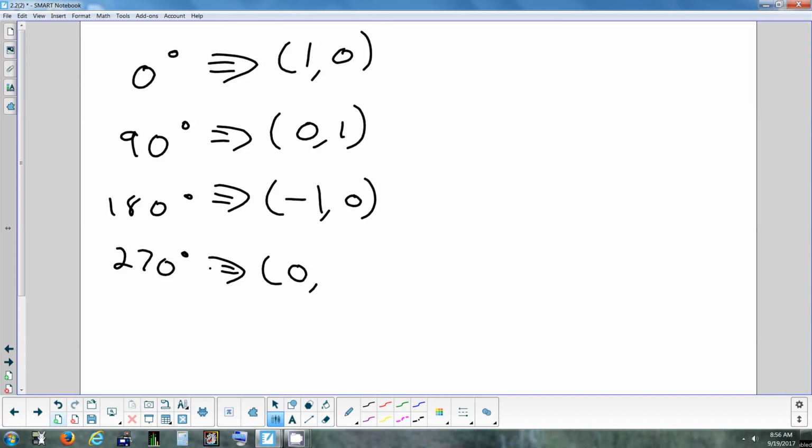0, negative 1. So if you notice, all those coordinates, because they're on an axis, they all have a 0 in them somewhere. And they all have a 1 or negative 1. Those are the easiest coordinates to work with.